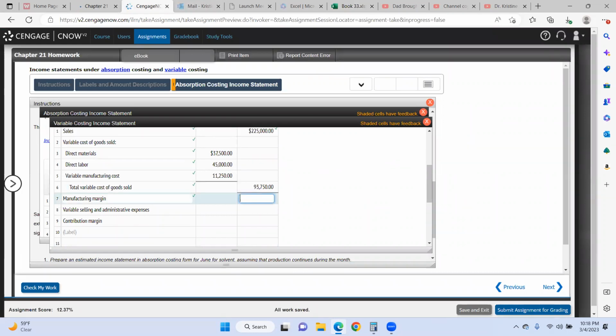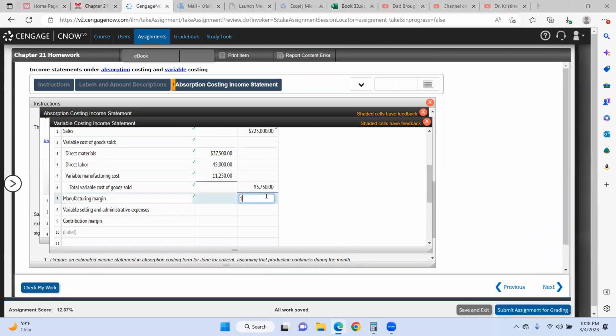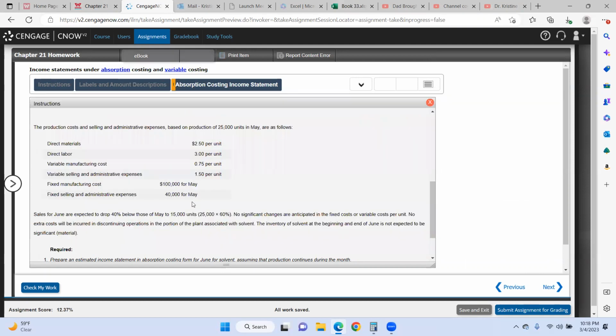Okay, so the next thing I'm going to do is find out what my manufacturing margin is. So I'm going to take that 225 and subtract 93,750. Okay, I got 131,250. Okay, my variable selling and admin. So let me go back to the instructions. It's $1.50 per unit. So that's going to be 22,500.